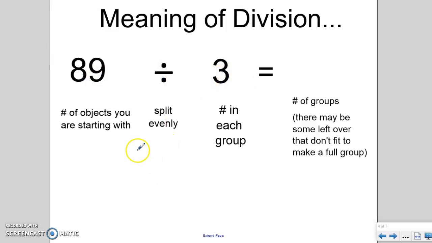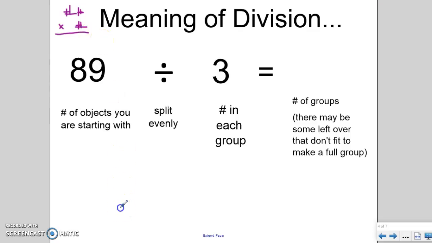If this was an addition problem, we would line them up in columns. If this was a subtraction problem, we'd line them up. We know that with multiplication, we would set it up, whatever the numbers are, and put a multiplication sign and draw the equal sign. But with division, it's different.